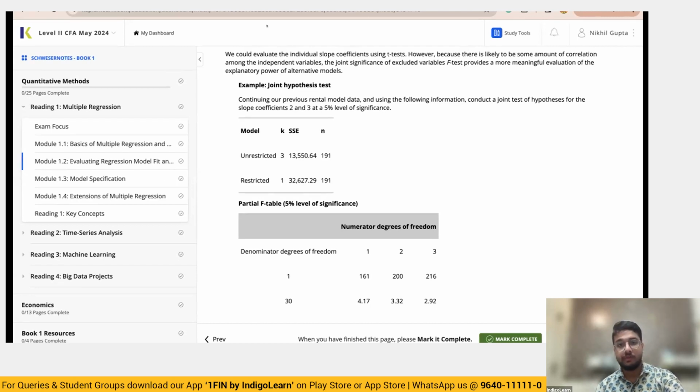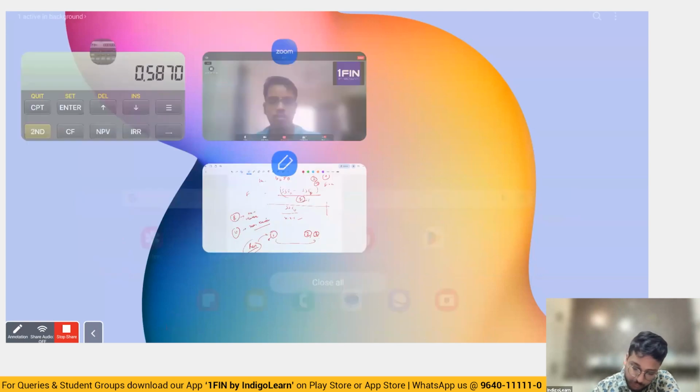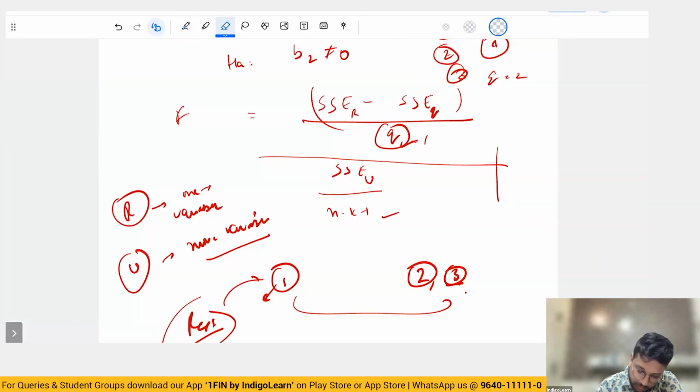I'm stopping the screen share, and I want you guys to start solving. Calculate the F statistic value. If you want me to write down the formula properly for you, or remove whatever I have written over here, once.